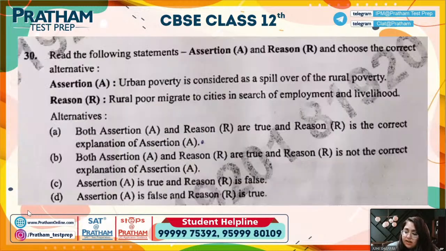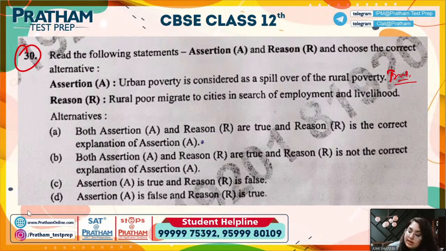Question number 30, we again have statements, an assertion and a reason given. The assertion is that urban poverty is considered a spillover of rural poverty. That is true. Why does urban poverty happen? Because the rural poor migrate to urban areas in search of food, employment or livelihood, right?